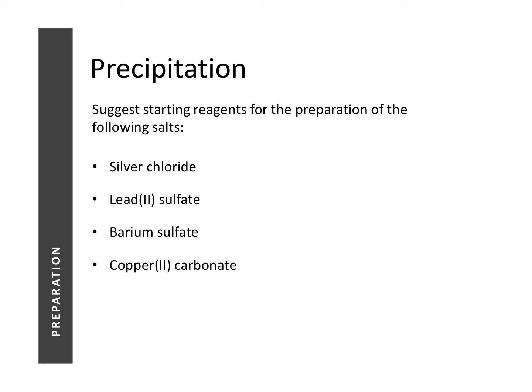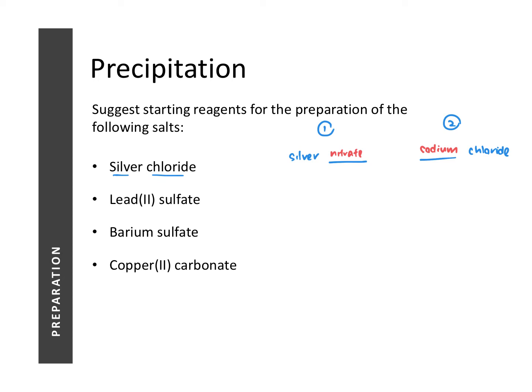Okay, so the first one is silver chloride. So we need 2 reagents. One of them must contain silver, and it must dissolve in water. The other one must contain chloride, and it must be soluble in water as well. So as recommended, we know that all nitrates are soluble, and all sodium salts are soluble as well. So we can mix silver nitrate with sodium chloride in order to get silver chloride.